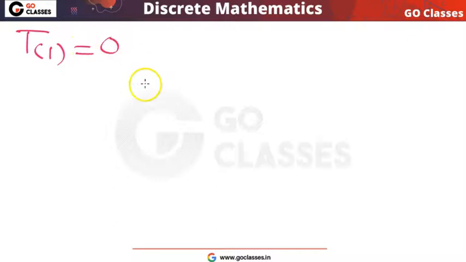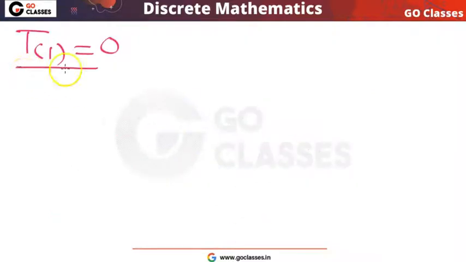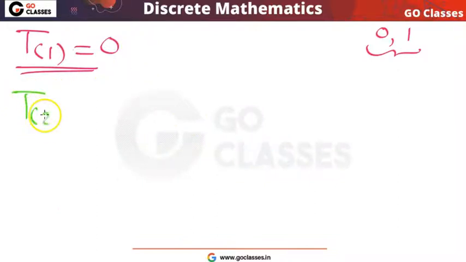T1 will be 0, because Tn is the number of bit strings of length n that must contain a pair of consecutive zeros. If you see the length 1 strings, they do not have a pair of consecutive zeros. So T1, the number of bit strings of length 1 that contain a pair of consecutive zeros, will be 0. What will be T2?